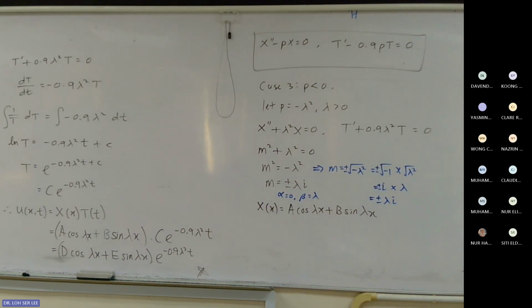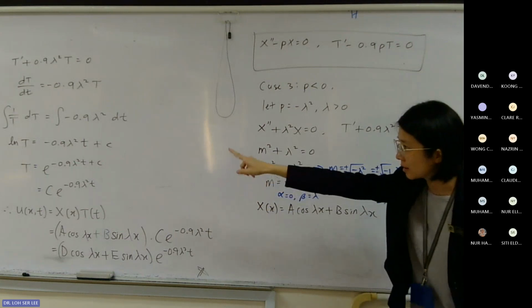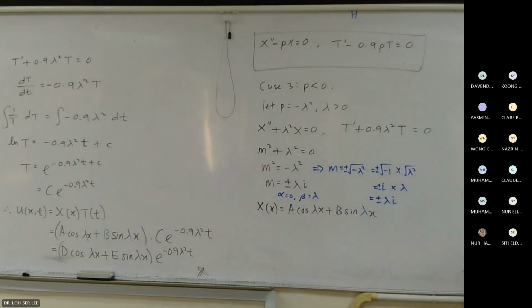Okay, any questions? This is the basic for the next part. If you understand how to get the X, how to get the T, and how to get U, then it will be easier for you later.